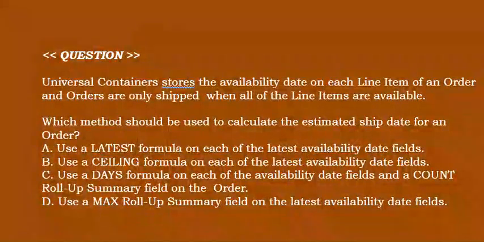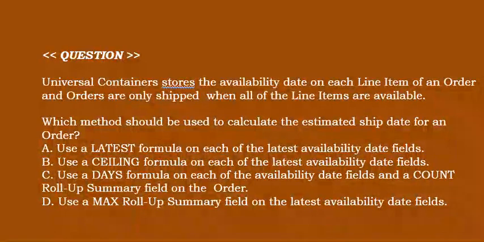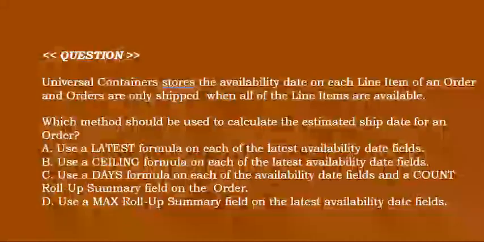Option A. Use a latest formula on each of the latest availability date fields. Option B. Use a ceiling formula on each of the latest availability date fields. Option C. Use a days formula on each of the availability date fields and a count rollup summary field on the order. Option D. Use a max rollup summary field on the latest availability date fields. Correct answer is option D.